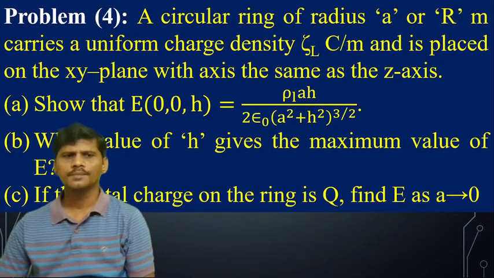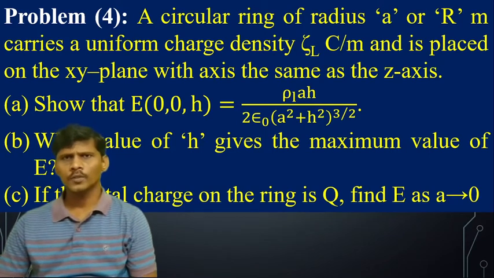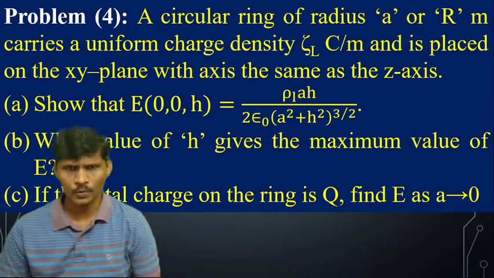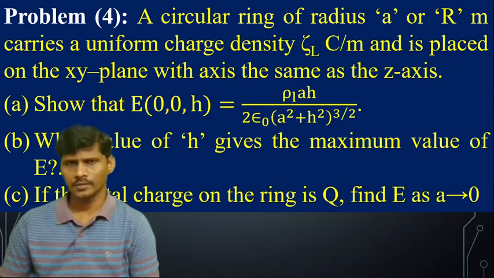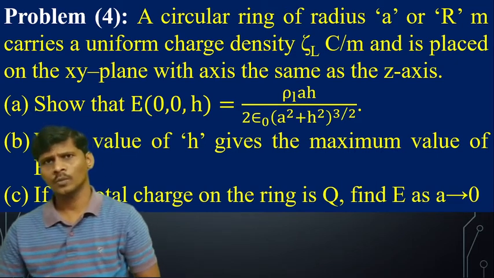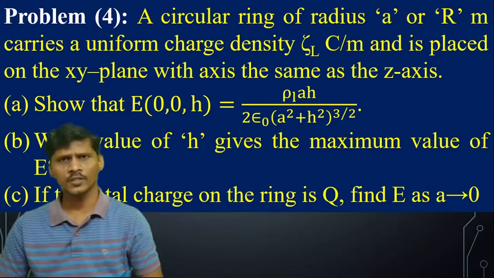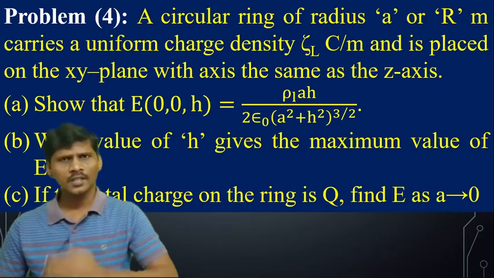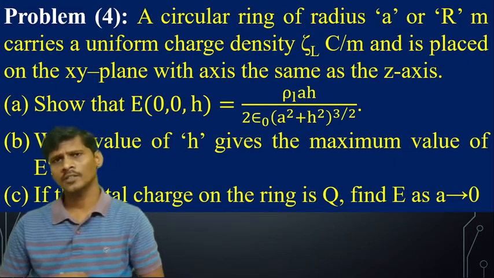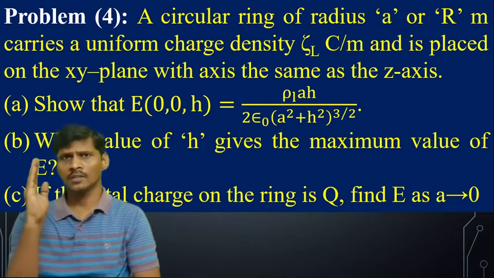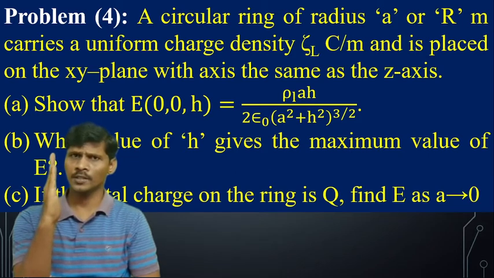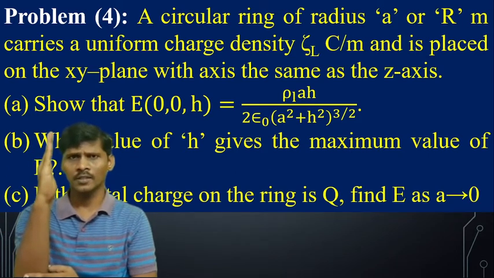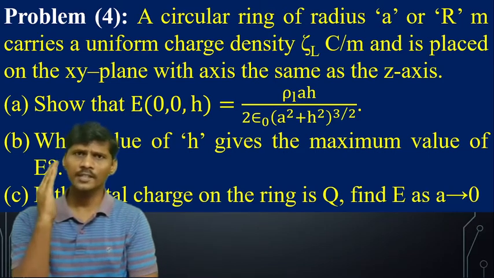Hi everyone. In this class, we are going to discuss one more example of the electric field intensity due to finite line charge. In previous classes also, we have discussed electric field intensity due to finite line charges and infinite line charges. In those cases, the finite line charge is a straight wire placed along the x-axis, y-axis, or z-axis. That is a straight conductor.